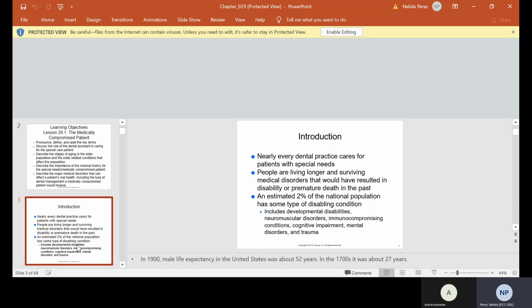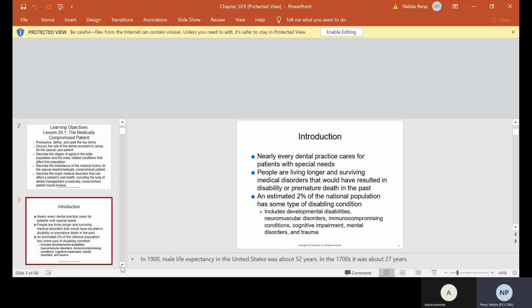So nearly every dental practice cares for patients with special needs. People are living longer and surviving medical disorders that would have resulted in disability or premature death in the past. An estimated 2% of the national population has some type of disabling condition. It includes developmental disabilities, neuromuscular disorders, immunocompromising conditions, cognitive impairment, mental disorders, and traumas.